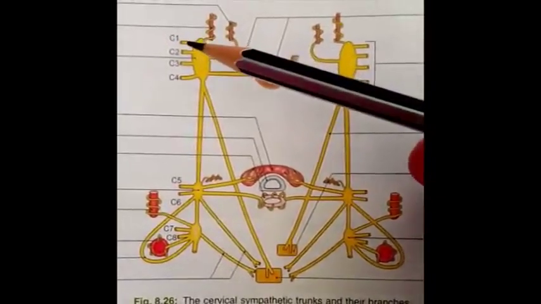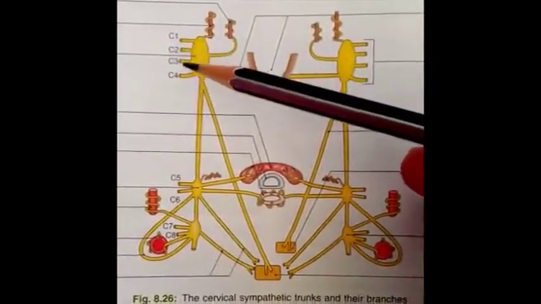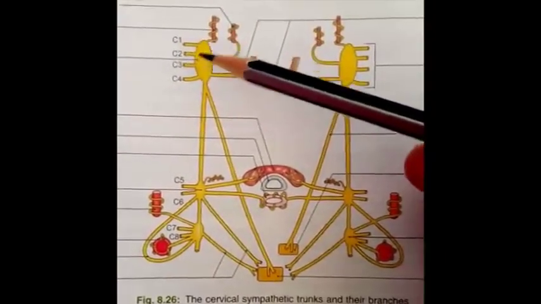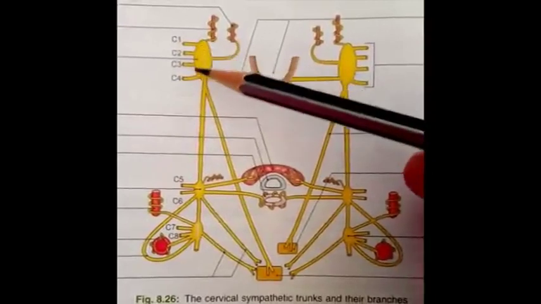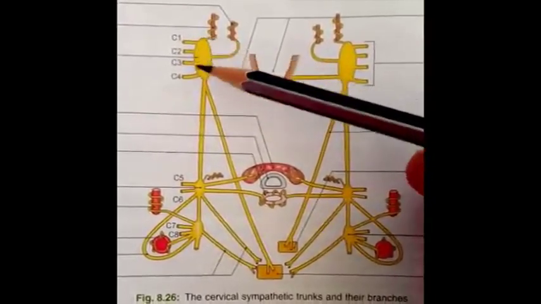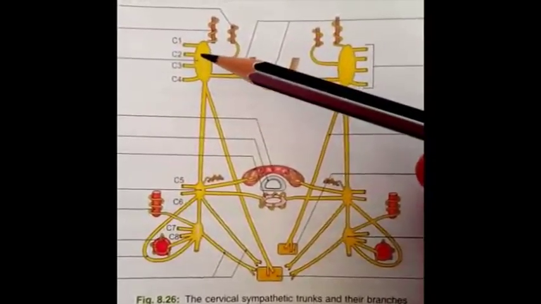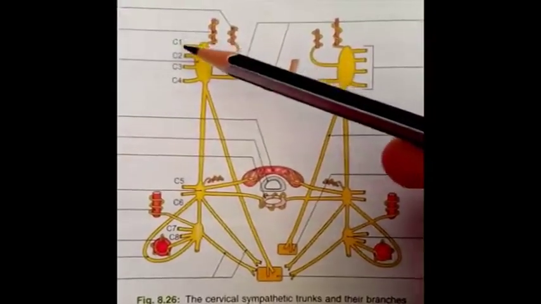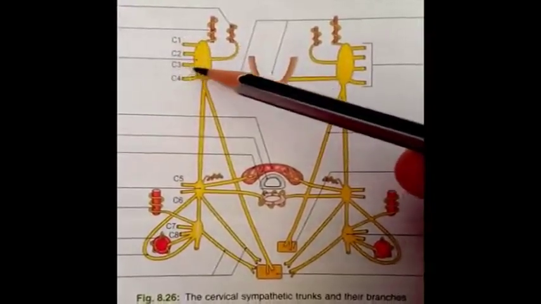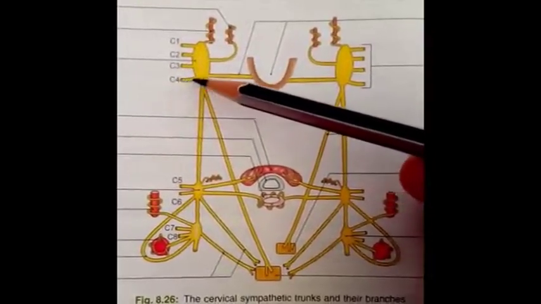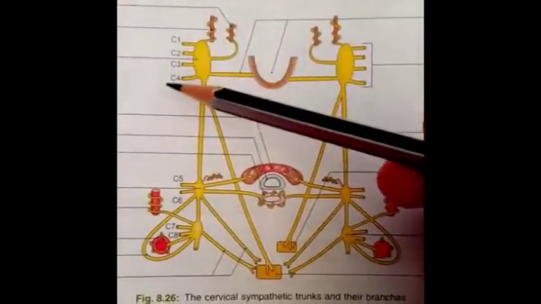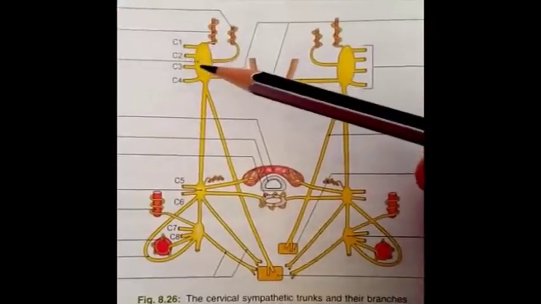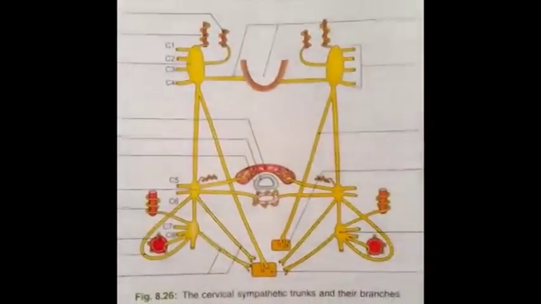branches from the ventral rami of C1, C2, C3, C4 join with the superior cervical ganglion. This is a sympathetic ganglion formed by cervical nerves. The superior cervical ganglion is larger in size and it also receives communicating branches from these four nerves, which are the branches of the cervical plexus, and join with them.